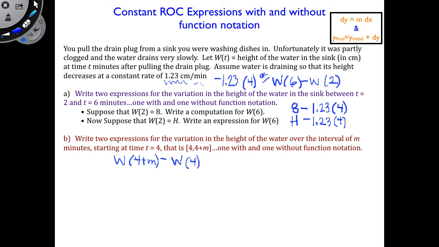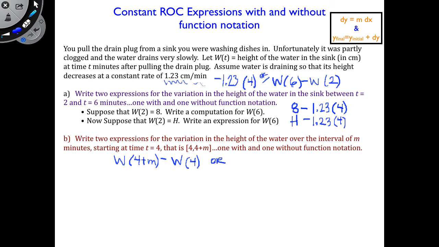Now, is this result going to come out positive or negative? The water height at the end of some interval minus the water height at the beginning of some interval. Assuming that 4 through 4 plus m is going forward in time, like 4 is the beginning and 4 plus m is later, meaning m is positive. Yeah, this is going to be something negative because as time goes by, the water is supposedly draining out of here. So if I do final height minus initial height, that should come out to be something negative.